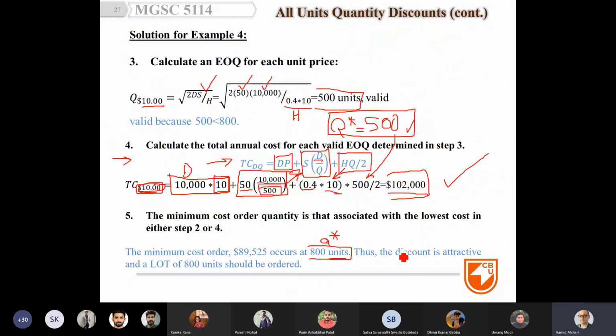Therefore, the discount is attractive. Okay, I like it because the total cost of the system will be minimized. I will take it. I won't refuse this discount. I will say yes. And the lot of 800 units should be ordered. So each time that I'm ordering, I will order 800 units. Okay? Everybody understand that?